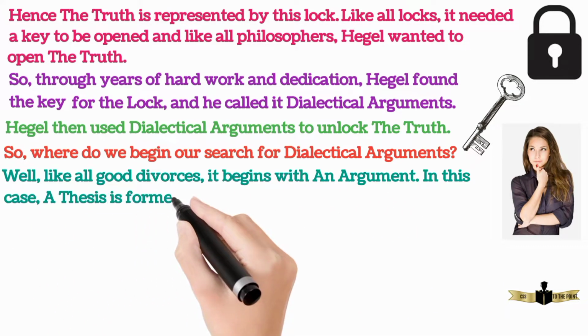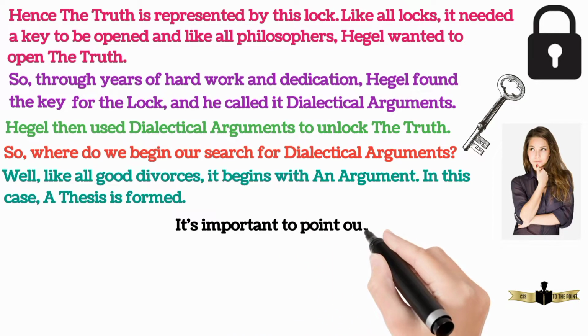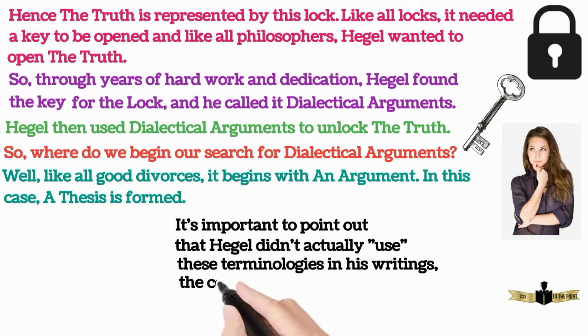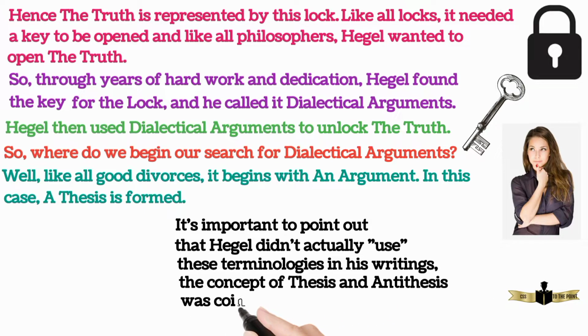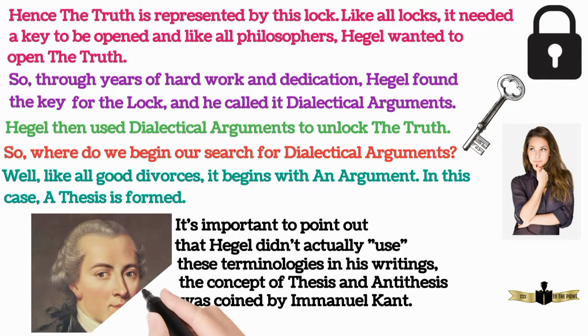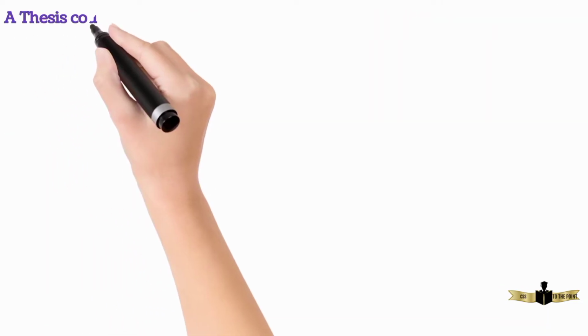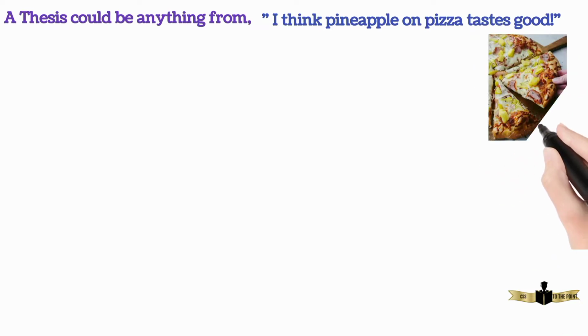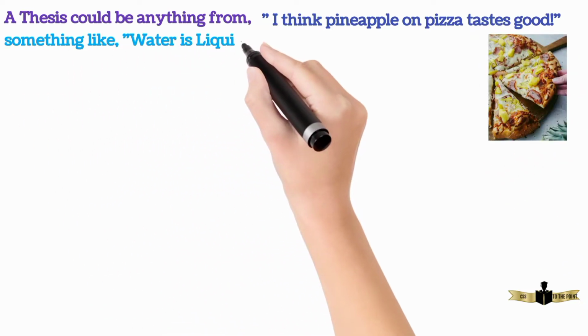In this case, a thesis is formed. It's important to point out that Hegel didn't actually use these terminologies in his writings. The concept of thesis and antithesis was coined by Immanuel Kant. A thesis could be anything from, "I think pineapple on pizza tastes good," to something like, "Water is liquid."